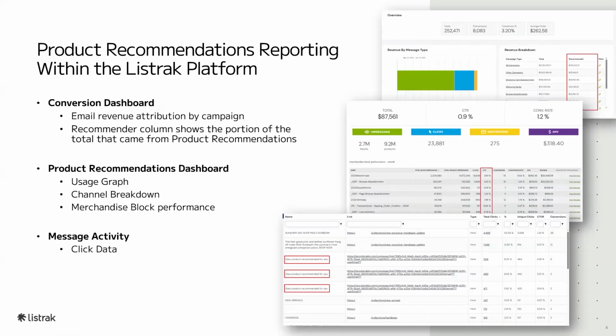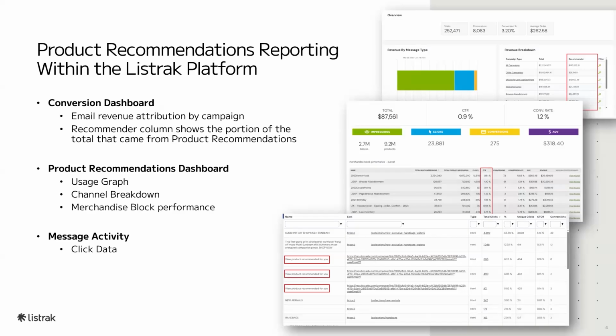So where to find analytics on your product recommendations? The first place I look is in the conversion dashboard. It's really easy to see how product recommendations are performing by looking at the recommender column in that revenue breakdown section of the conversion dashboard. That dashboard is showing you all of the revenue that's been attributed to the email channel and then the specific campaigns. And the recommender revenue is a subset of the total revenue. So as you can see across the board, all of the revenue that's been attributed to an email campaign and how much of that came from product recommendations. And then you can see it by campaign.